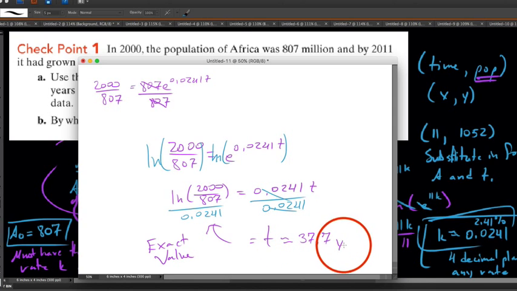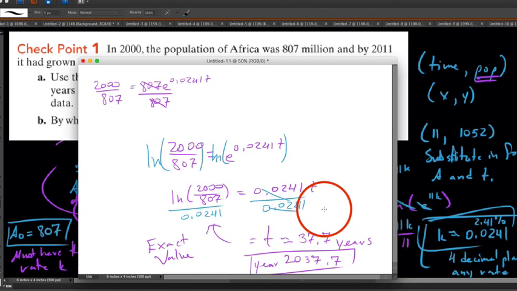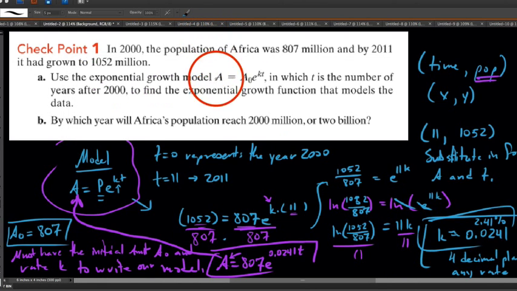We measure time in this problem here in years. So to answer this question, we say 2037. This is the year that we'd want. We want the year 2037 and 7/10 that we're going for here, when the population should reach 2,000 million or 2 billion.